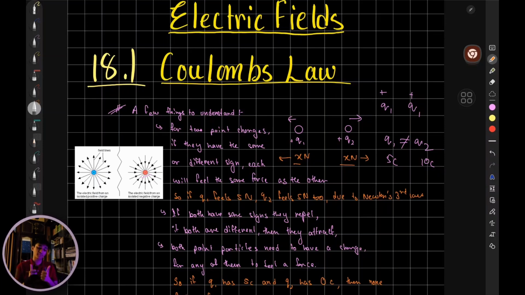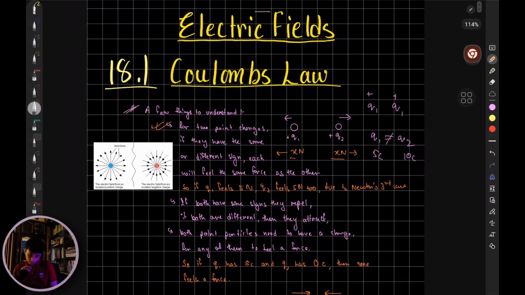Great. So that is the first point done. What is the next point? Right, so if Q1 feels 5 Newtons of force, Q2 will feel 5 Newtons of force as well, even if they have different charges. Good. Okay, next point. If both have the same sign, they repel. If both are different, they're going to attract. I'm pretty sure you already know that.